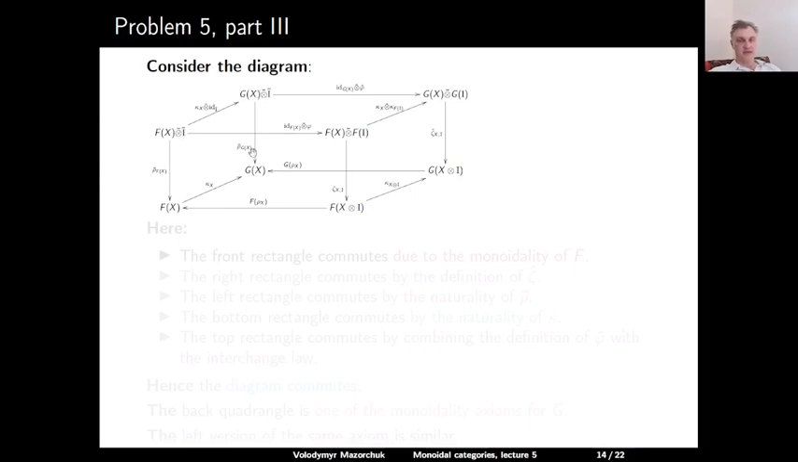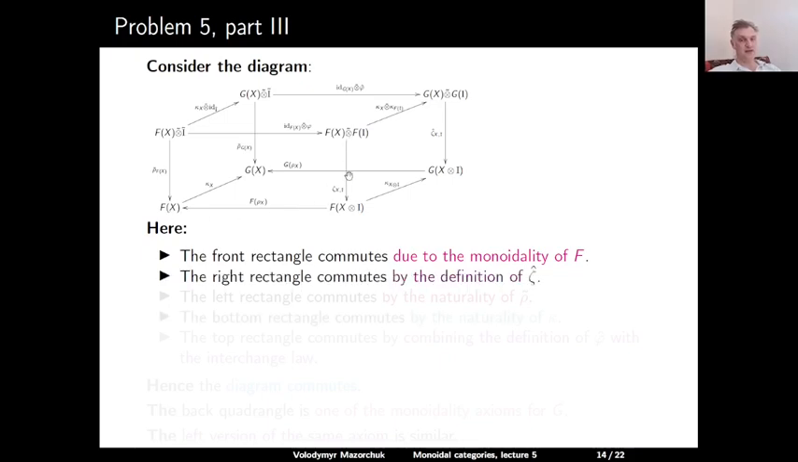And we have a similar quadrangle for G, and then we can use kappa to define maps from the corresponding sides of the F quadrangle to the corresponding sides of the G quadrangle. So in this big diagram, the front rectangle commutes because F is a monoidal functor. This is one of the axioms for the monoidal functor F.